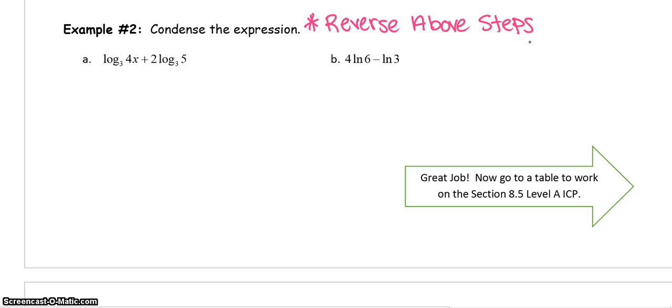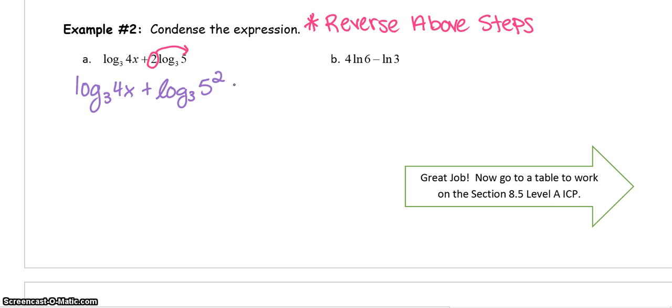So that means that we want to check for any exponents first. So that would be a number in front of a log. So if we look here, that's what I have. So this 2 has to become an exponent. So we've got log base 3 of 4x plus log base 3 of 5 squared.